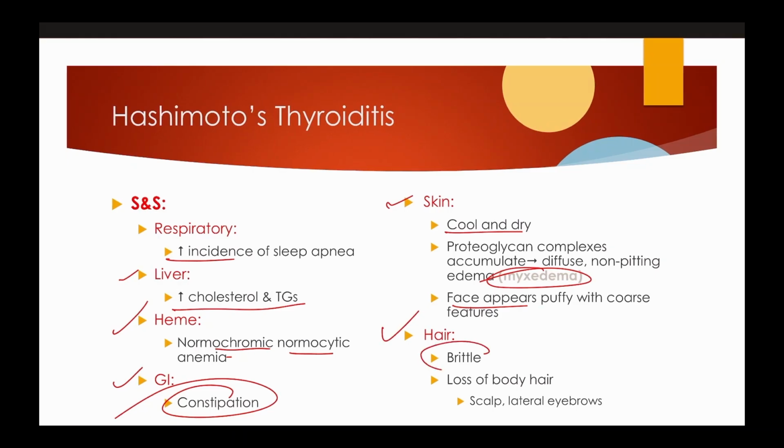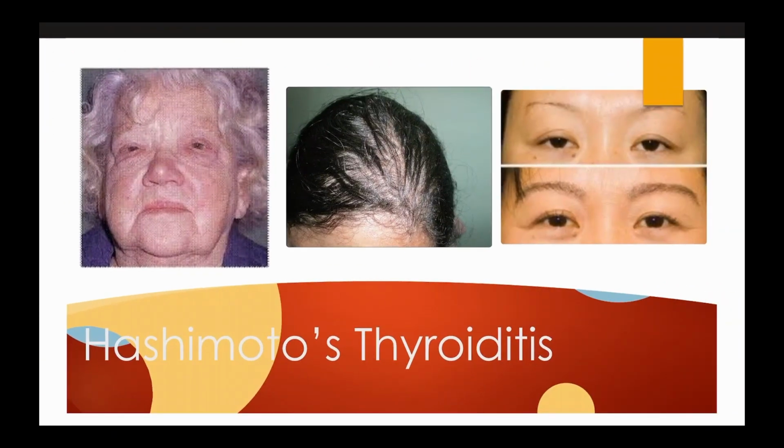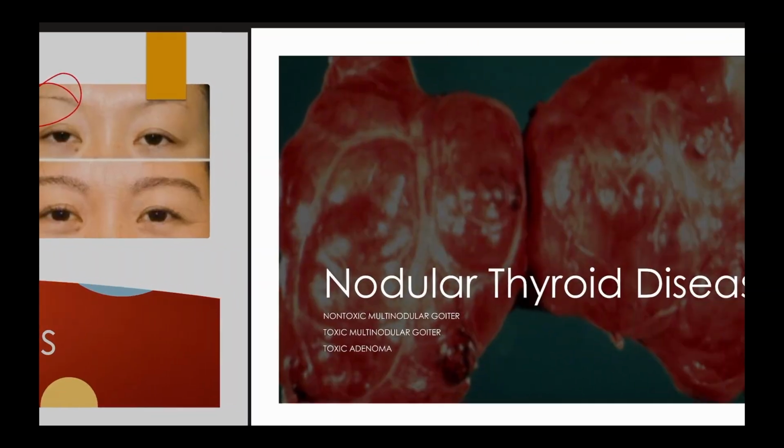Hair is another big one. Brittle hair. Loss of body hair, like the eyebrows. They start losing eyebrows, the hair. Hair gets very thin and brittle on the head. So hair changes. They may notice that first, and they come and get seen. Why is my hair falling out or whatever? It's thinning. So here's some examples. Again, puffy faces. Here's a thinning of the hair, loss of the eyebrows, all signs of hypothyroidism.